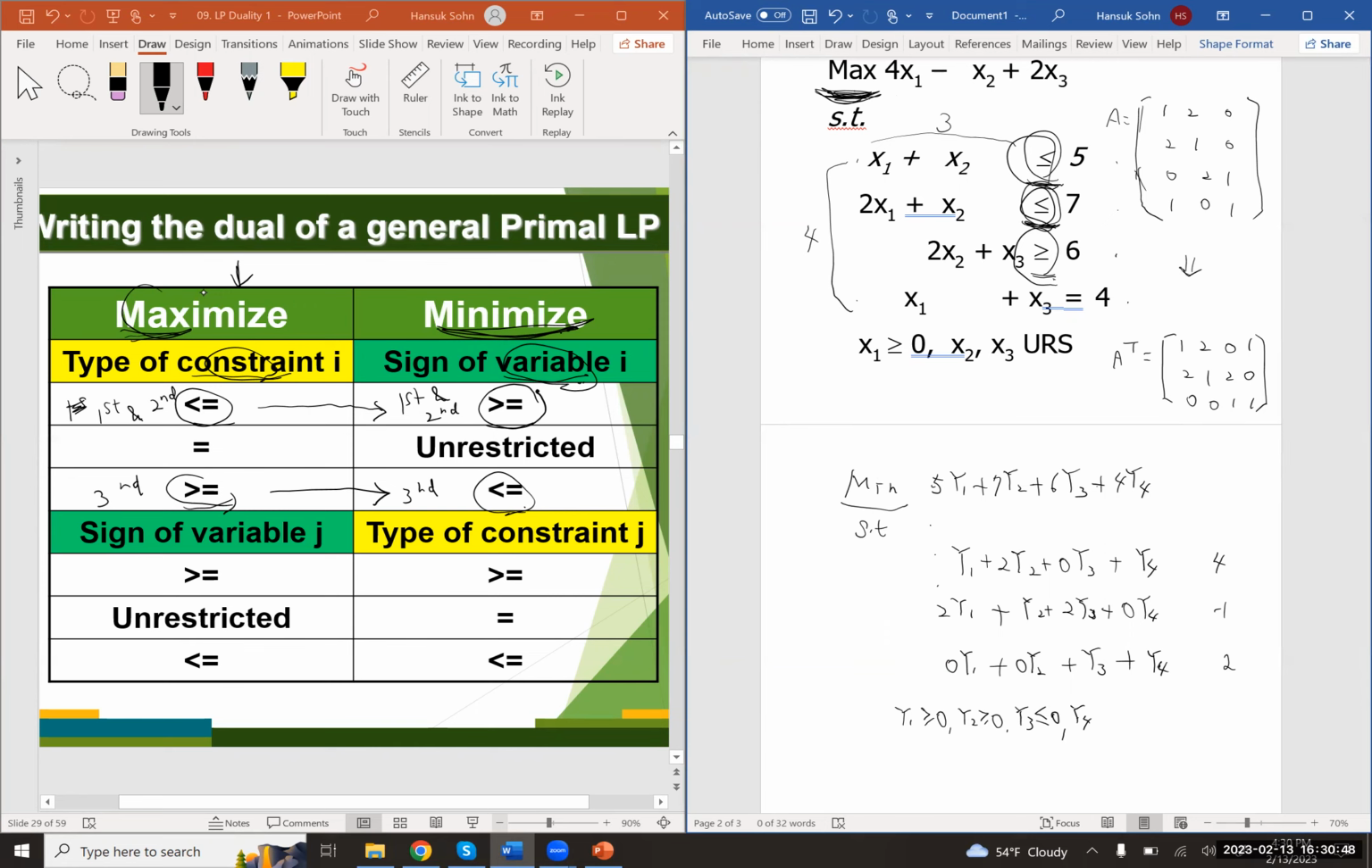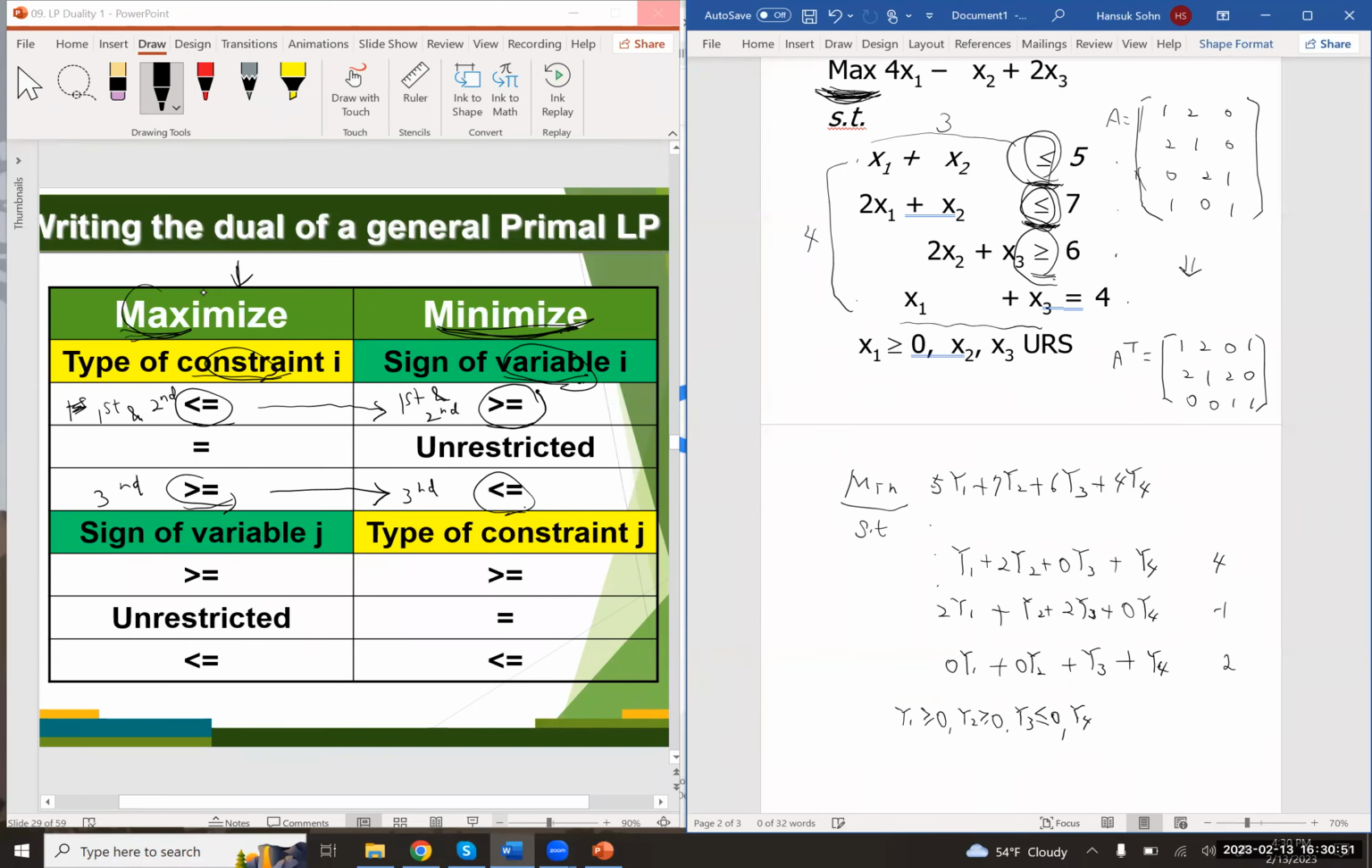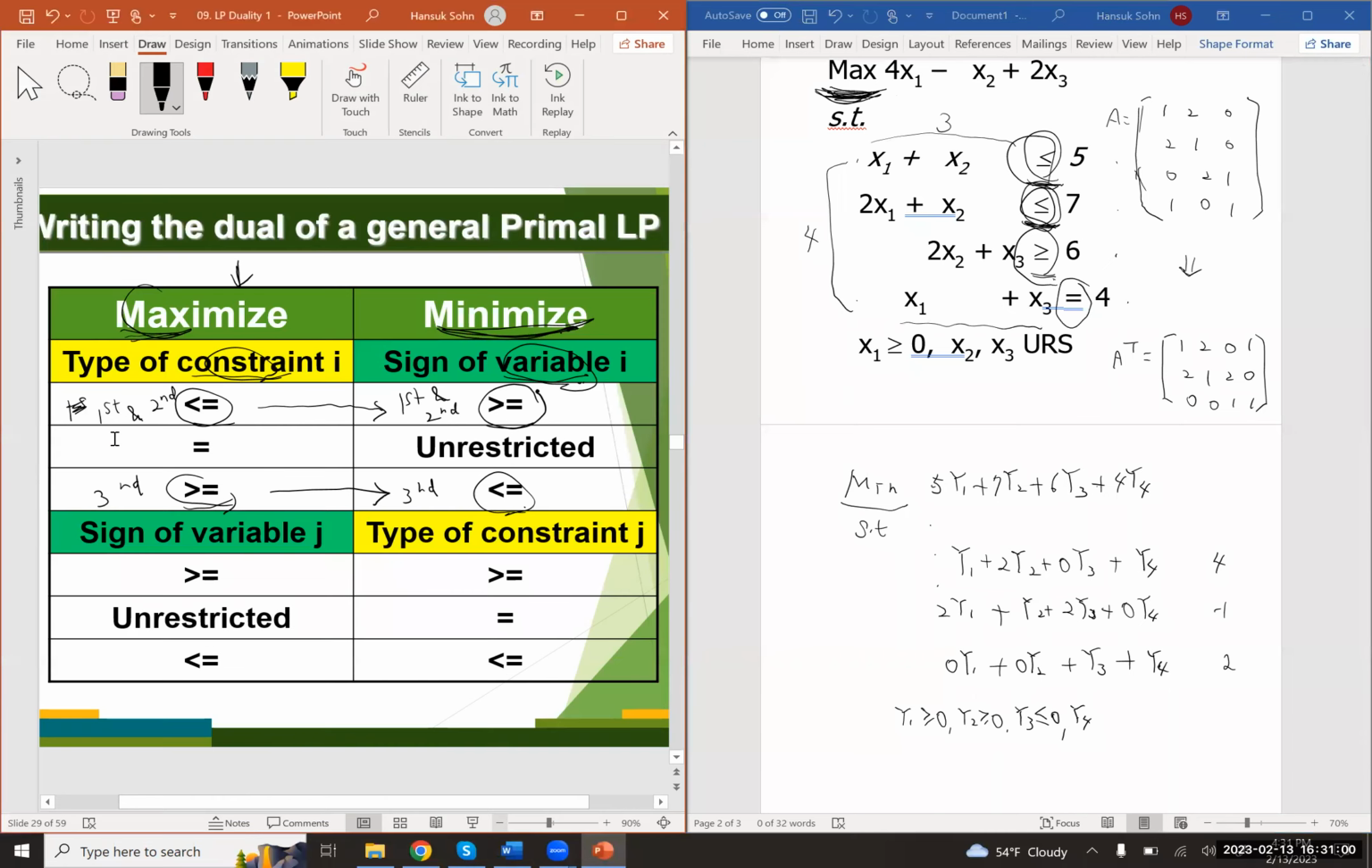So similarly, the fourth constraint in the maximization problem has equal sign, right? So here, the fourth constraint in the maximization problem has equality constraint. This implies that in the minimization problem, the fourth decision variable has no restrictions. So here, y4 is unrestricted in sign, URS, okay?